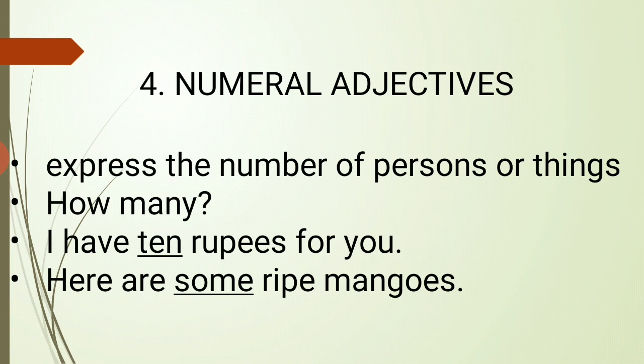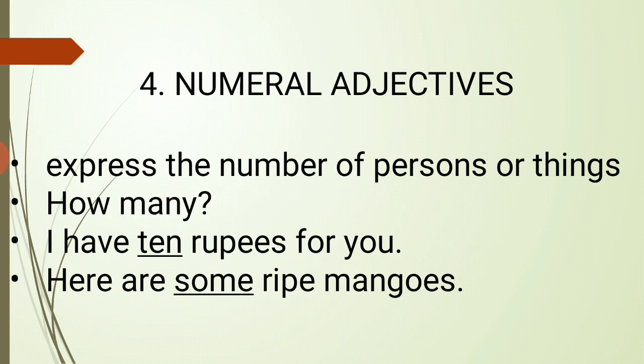Here are some ripe mangoes. How many? Some. So the adjectives over here, 10 and some, tell us how many persons or things there are, or in what order any of them stands. So such adjectives are called adjectives of number or numeral adjectives. At the same time, you should also remember that adjectives of number fall into two groups. One is definite numerals and the other is indefinite numerals.